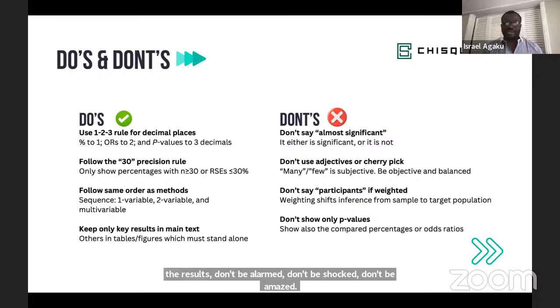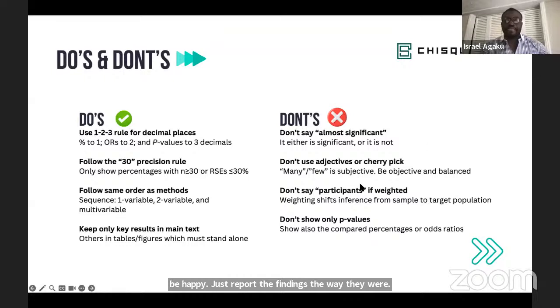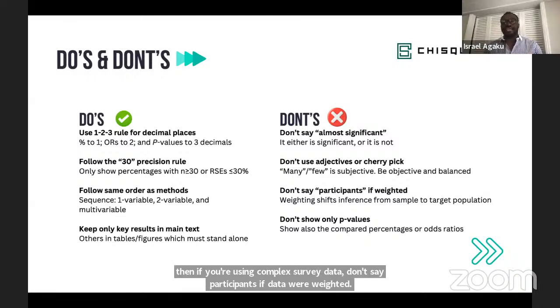Just report the findings the way they were, and the exact same way a robot will do so. And then if you're using complex survey data, don't say participants if data were weighted, because remember that when you weight data, it shifts inference from the sample to the target population.